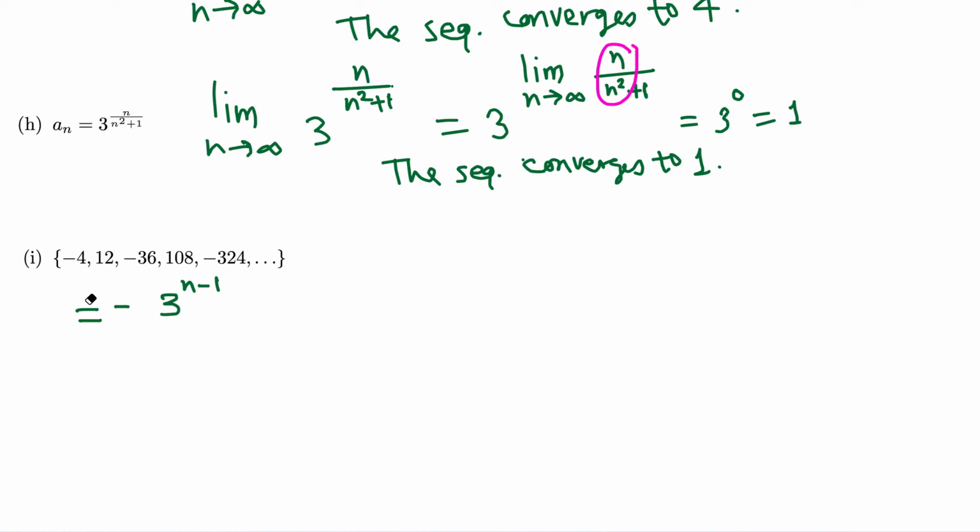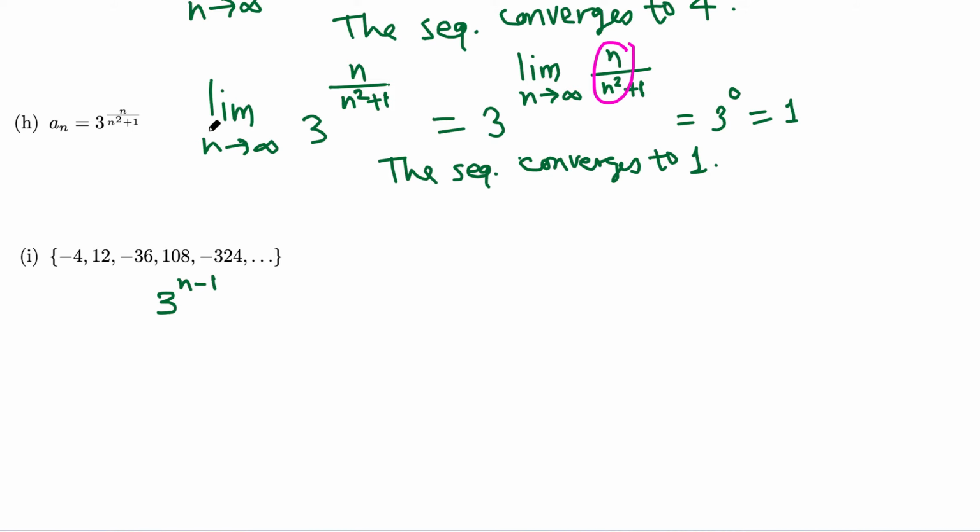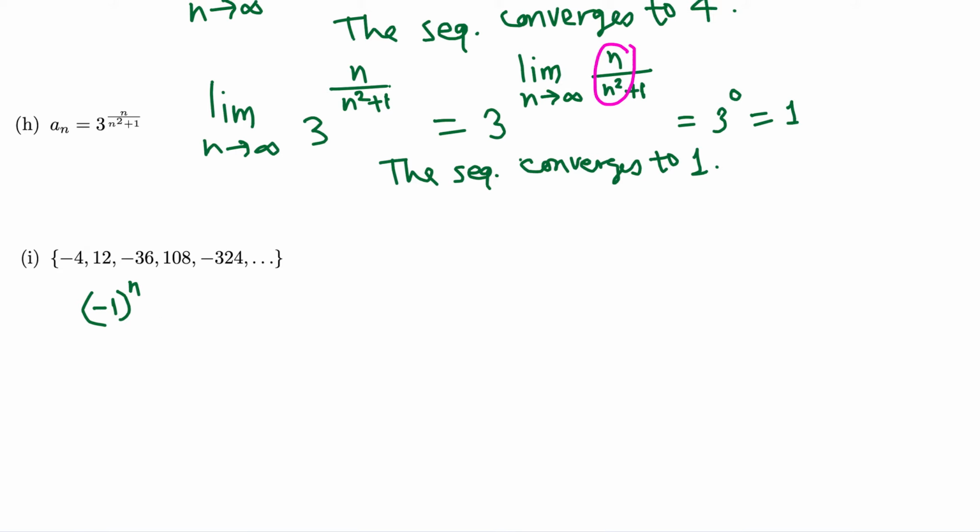So I'm trying to write the common term. When we have negative, positive, that is negative 1 to the n. That gives us negative, positive, negative, positive. Then we have to get 4 as well. So the first term is 4, so that's the 4. Then the common ratio, 4 times 3, 12. So this is 3 raised to n minus 1. That's the common term an.